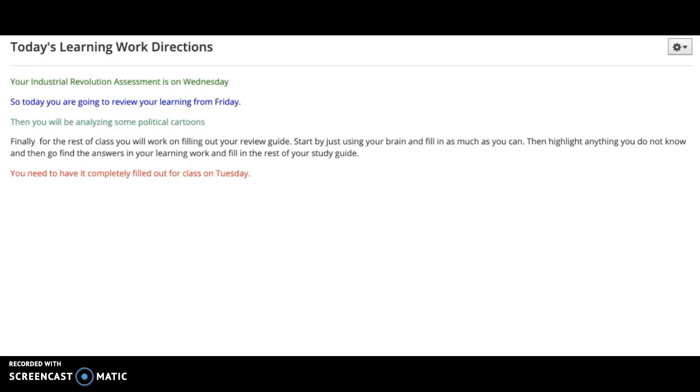Then you're going to look at two political cartoons and analyze them for the issue that the author is trying to bring attention to, and then ultimately the message that they want people to think about. Then for the rest of class, you're going to work on filling out your review guide.